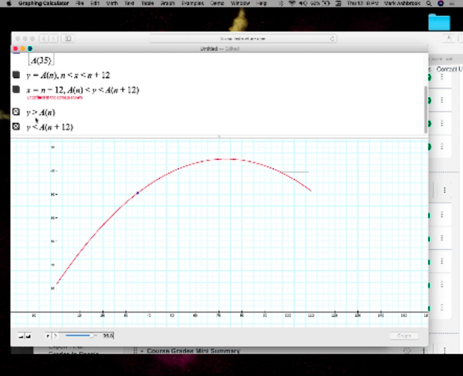When I turn on this y is greater than a of n, what's going to happen? What are you going to see? I'm going to turn that on. Y is greater than a of n. What will GC graph if I do y is greater than a of n?